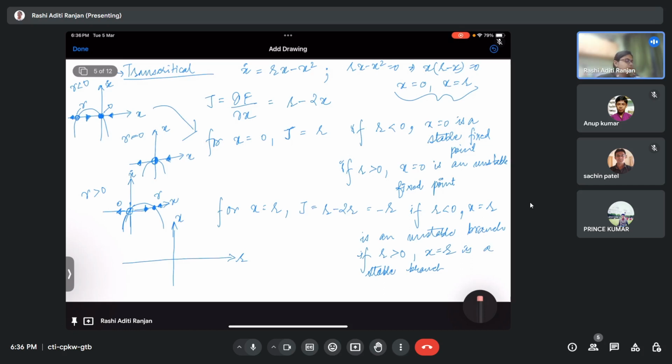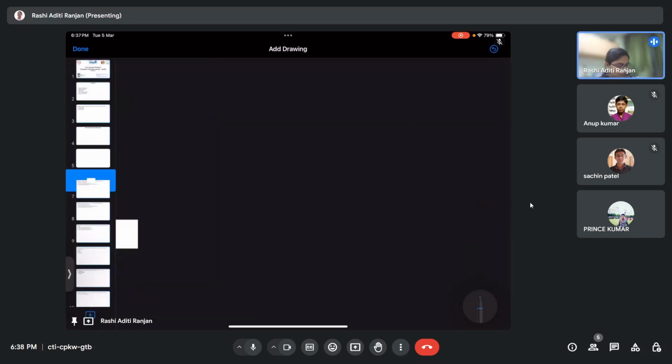And then for r greater than 0, my 0 becomes unstable and my r becomes stable. So how is the plot going to be? I have x equals r, which is this. And then I have the stable one. This branch becomes stable for x greater than 0, and this branch becomes stable for r less than 0. Okay, so this is the transcritical bifurcation.